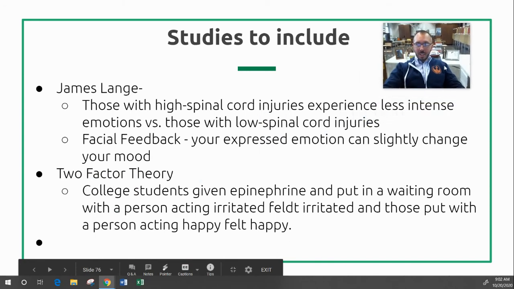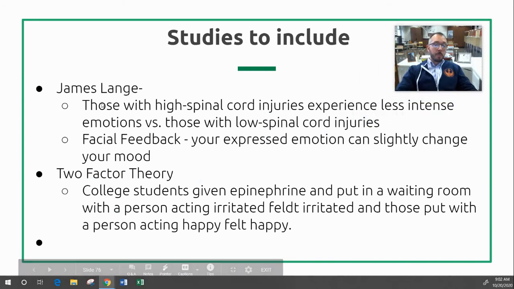There are a couple of really important studies that I think you guys should include in your notes. For the James-Lange theory, note that those with high spinal cord injuries experience less intense emotions than those with low spinal cord injuries. So if I am paralyzed from my waist down, I still feel more of my body, so I have a more rich emotional experience. If I'm paralyzed from the neck down, I feel less of my body and have a less intense emotional experience. That's in keeping with the fact that the body has a major effect for causing emotions.